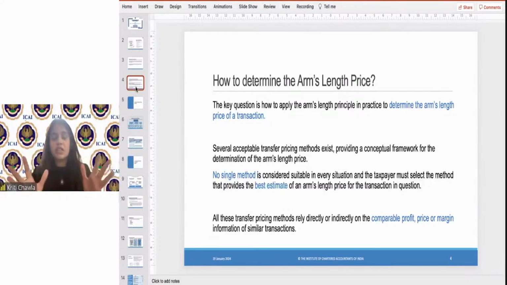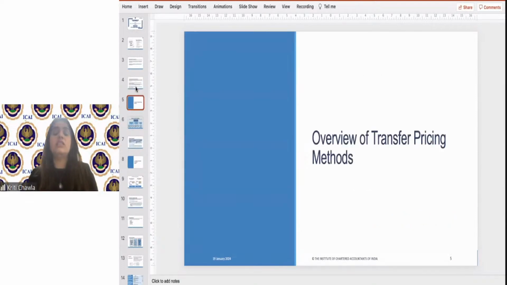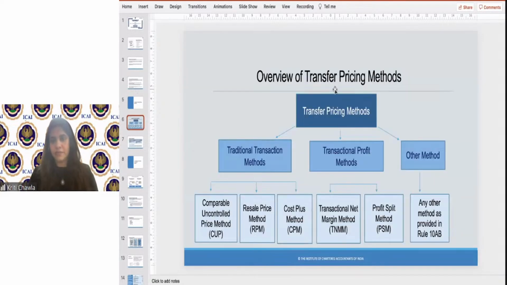So in this particular slide, I'm just trying to tell you that there are so many methods available, 6 methods in India, 5 methods internationally, but you'll have to see what method is most appropriate to your circumstances and then use that particular method. So, the point is, what exactly are these transfer pricing methods? Well, the transfer pricing methods are these. So I've just made a table out of what exactly are these transfer pricing methods.